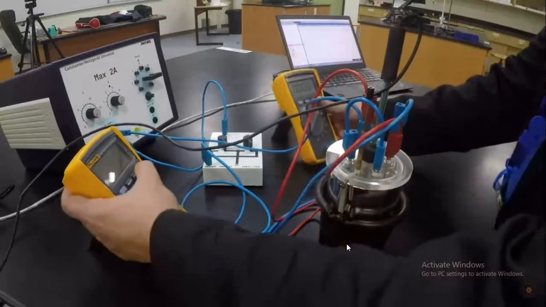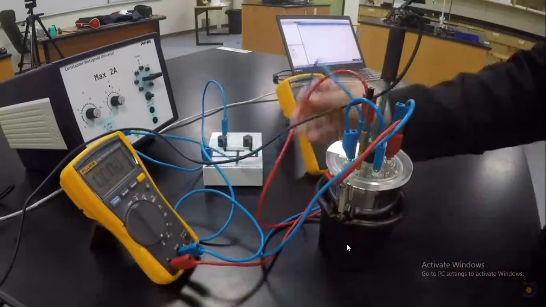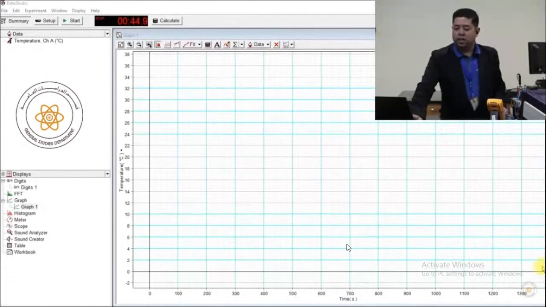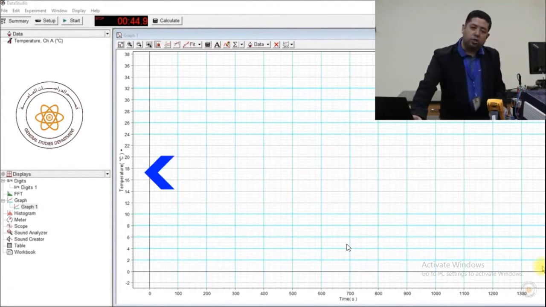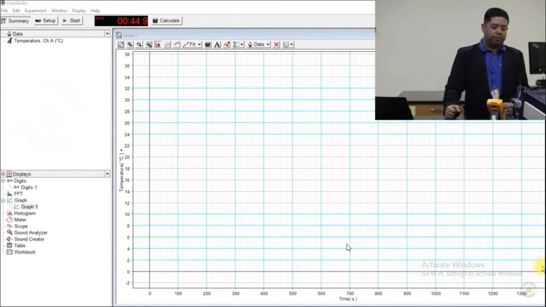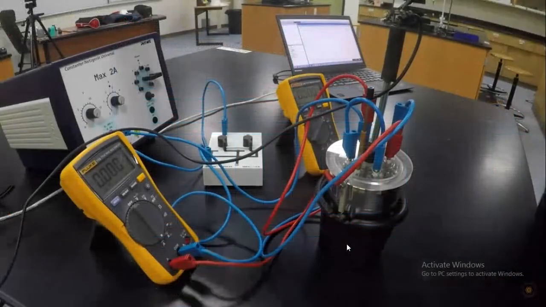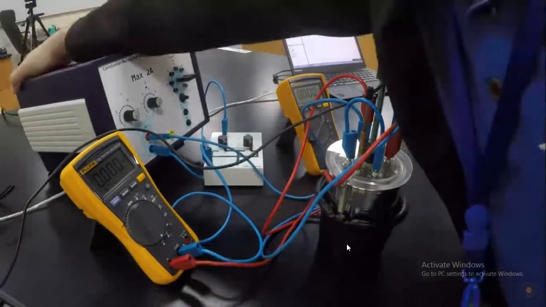Now it's time to make the measurements. First, you have to make sure that you have the software ready on your desktop. Temperature will be on the y-axis and time on the x-axis. Next, with the switch off, turn on your power supply. The switch is located at the back.